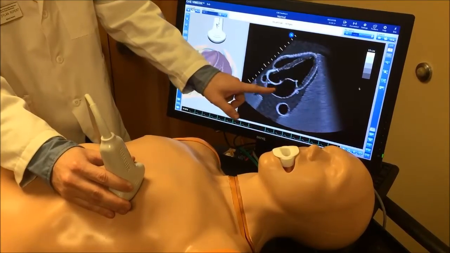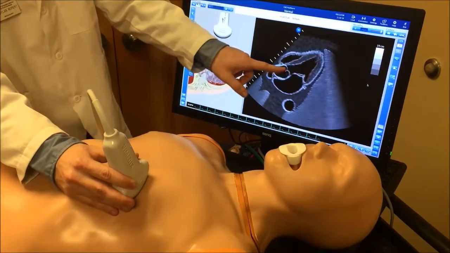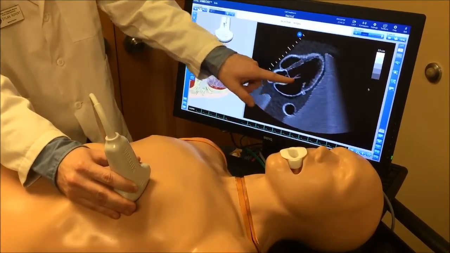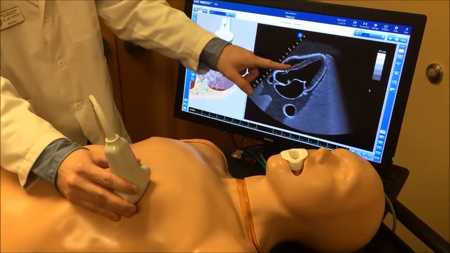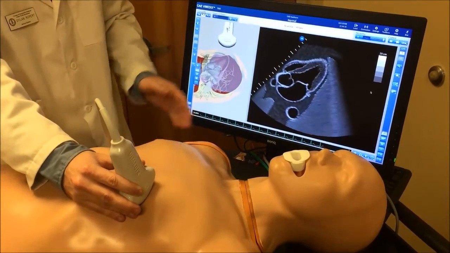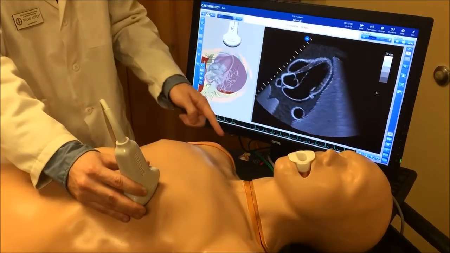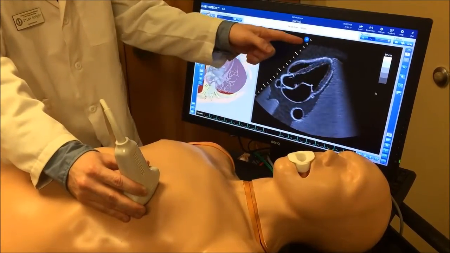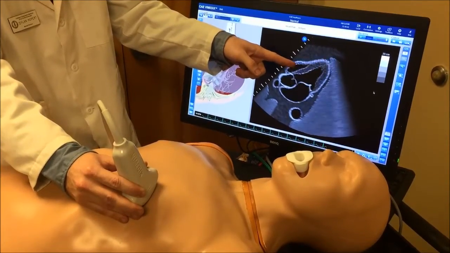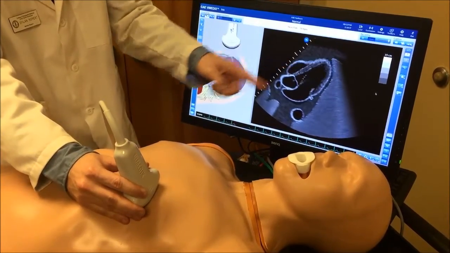Here we're looking at the left atrium, the left ventricle, the aortic valve, the mitral valve, the septum of the heart, as well as the right side of the heart. The reason we know that this is the right side of the heart is because our indicator is pointing towards the patient's right shoulder, and the indicator here on the screen is closest towards the right side. Therefore, the right side of the heart corresponds to this location.